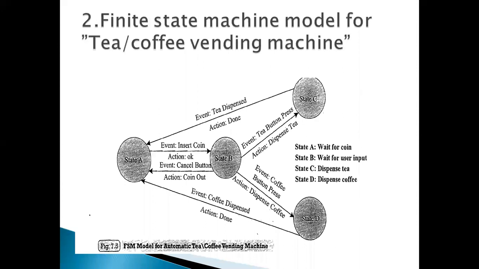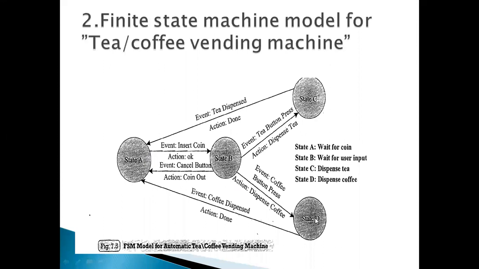So this tea or coffee vending machine state machine model can be described with four states: state A, state B, state C and state D. In state A, your machine will be waiting for the coin. Whenever you insert the coin, it will go to state B. In state B, it will wait for user input, whether you want tea or coffee. If you select tea, then it will go to state C. In state C, it dispenses the tea and comes back to state A for the next coin.